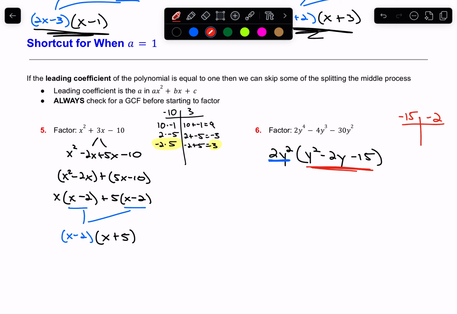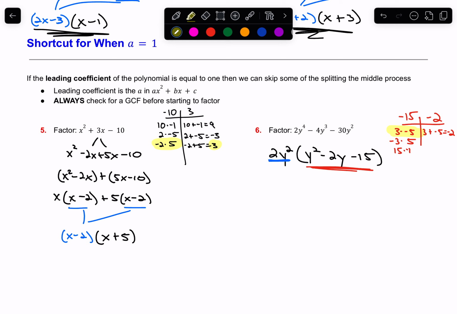So now I want two numbers that multiply to give me negative 15, but add to give me negative 2. You might try 3 and negative 5, or negative 3 and positive 5, or maybe you try 15 and negative 1. You can try as many numbers as you need, but 3 times negative 5 is going to work because 3 plus negative 5 equals negative 2. So up here at the top, these are the two numbers I need.